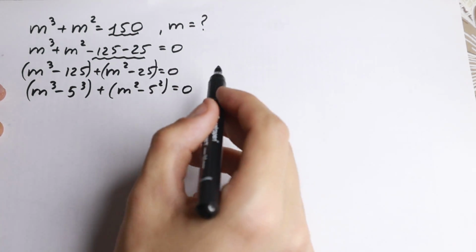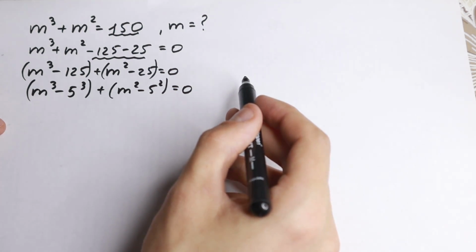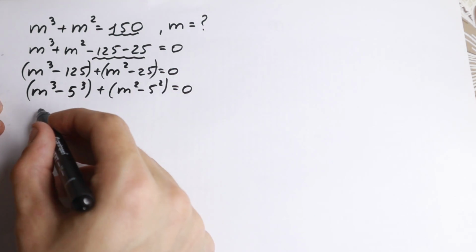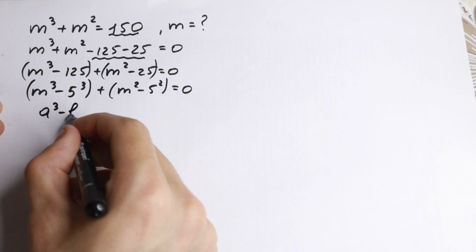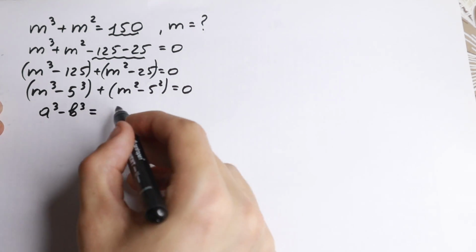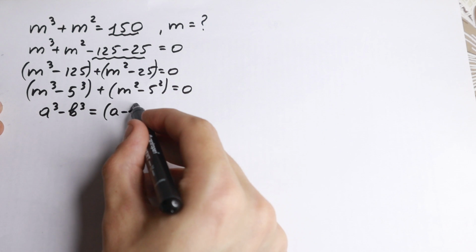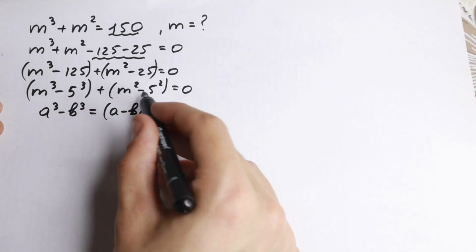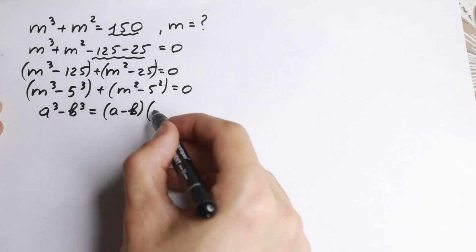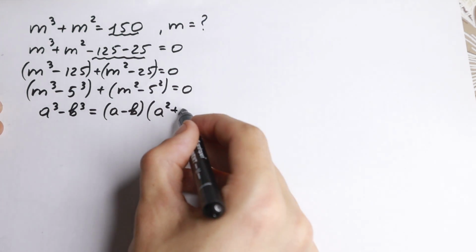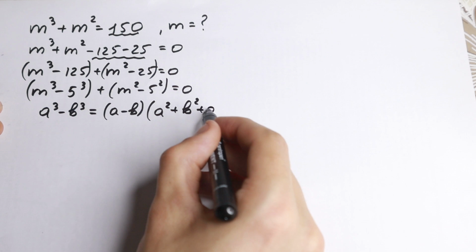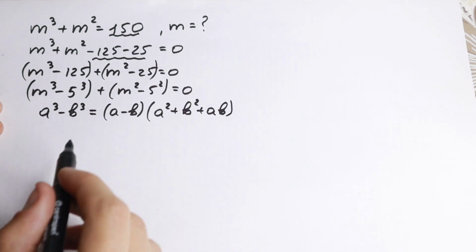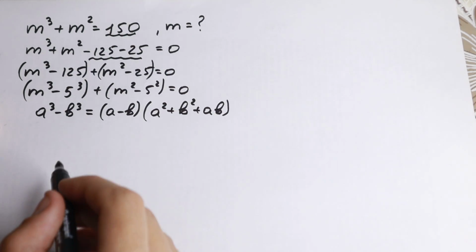Okay, this is brilliant. And then a lot of students ask me about the formula. If you're talking about difference of cubes, we will have the next formula: a cubed minus b cubed will be equal to a minus b. I write this formula right here because a lot of students know the square formula, but they forgot about the cube one. And in parentheses, a squared plus b squared and plus ab. This is our formula for the difference of cubes.